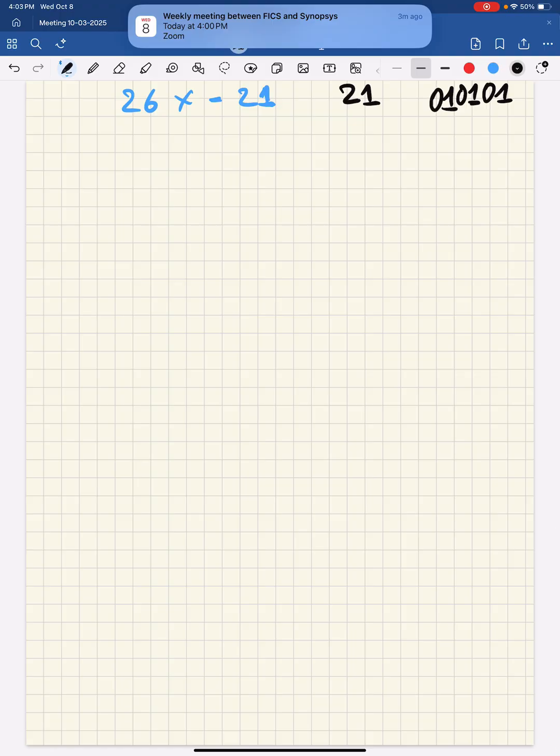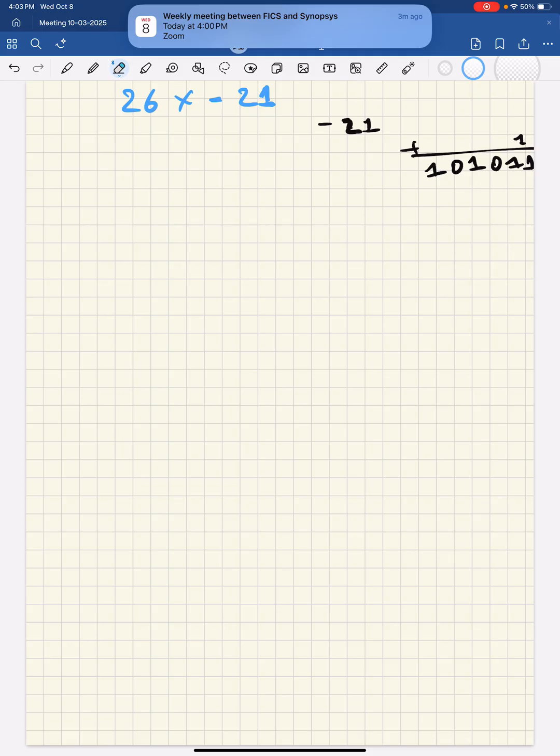Now to find the value of minus 21, we take the 2's complement of 21. This will give us 1, 0, 1, 0, 1, 0. Adding a 1 to that gives us 1, 0, 1, 0, 1, 1. So we have the value of, pardon, minus 21. Minus 21 corresponds to 1, 0, 1, 0, 1, 1.